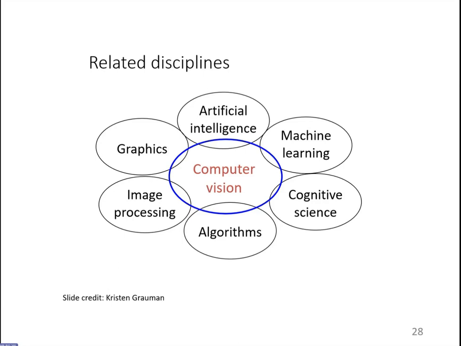But recently, with the advance of computers, our computers have become more and more powerful, and we have a lot of data, and we develop better algorithms. So computer vision has exploded because of the help of machine learning and cognitive science. Okay, let's remember that.